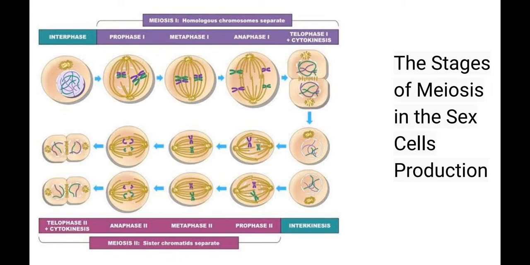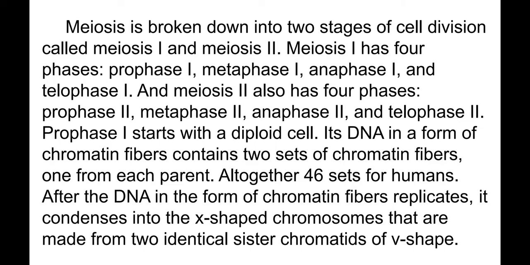That's a short presentation of the stages of meiosis. We'll go into details. The first stage is interphase, when the chromatin fibers in the nucleus are replicated. So the number of these chromatin fibers duplicates, but also what duplicates? Centrosomes. Okay, let's go. Meiosis is broken down into two stages of cell division called meiosis 1 and meiosis 2.